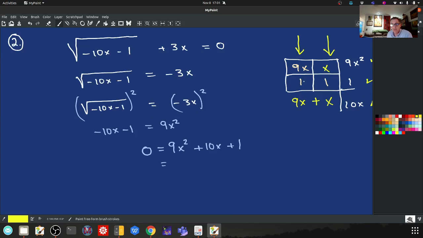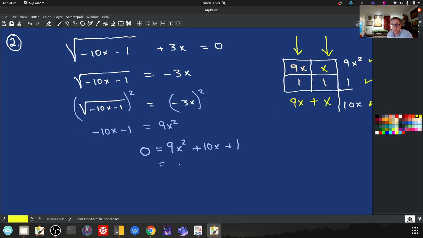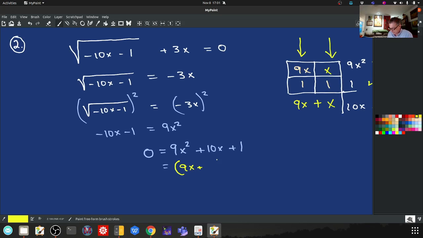Now the only thing you have to remember is go kitty corner for my factorization. One factor is 9x plus 1. The other factor is x plus 1.